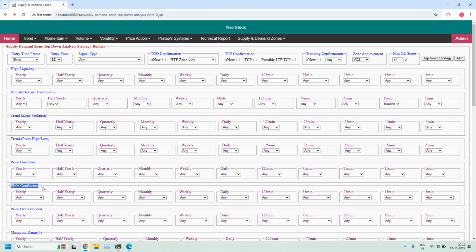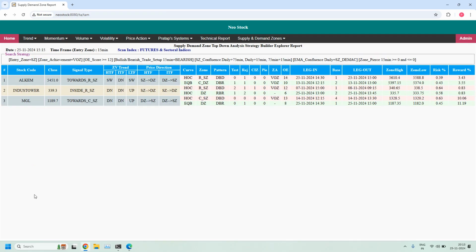Let's verify. In the EMA confluence, daily time frame, daily supply zone with daily EMA confluence filter, we got all the 3 stocks. So the first one, anyway, is sideways, so it does not give any additional advantage, but the second and third are even more high probability setup supported zones. So this is about the bearish trade setup for daily income trade.